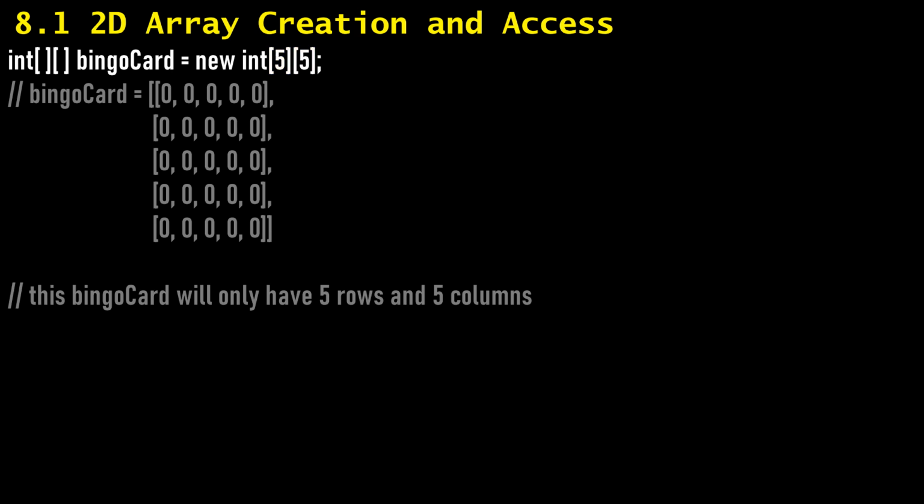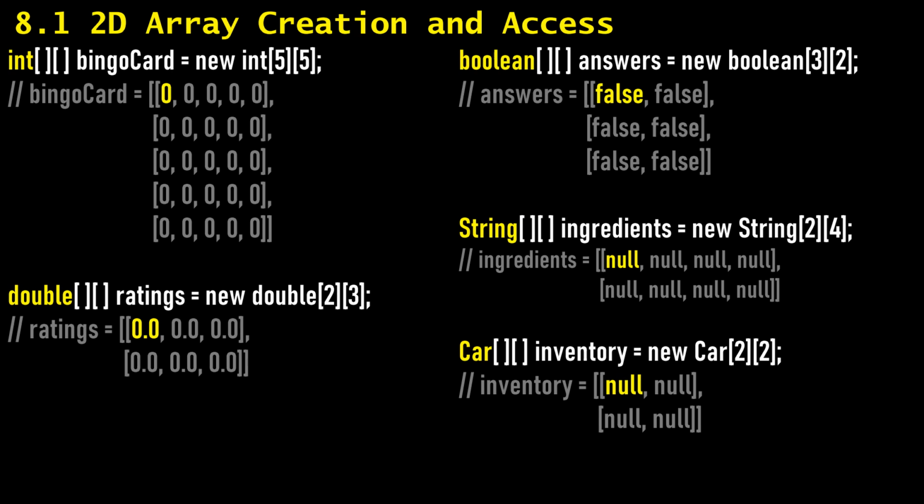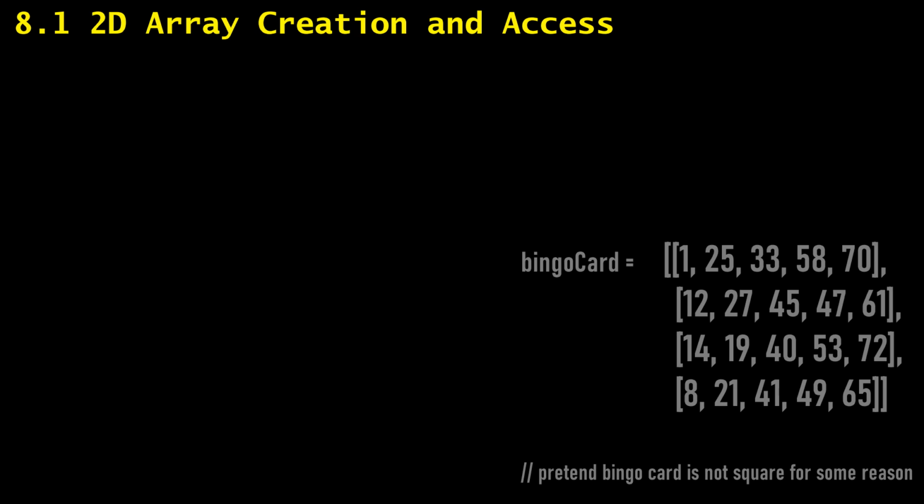Once the rows and columns are determined, its size cannot be changed, and all of its elements are initialized to the default value for the array type. Accessing elements in a 2D array is also comparable to a 1D array.